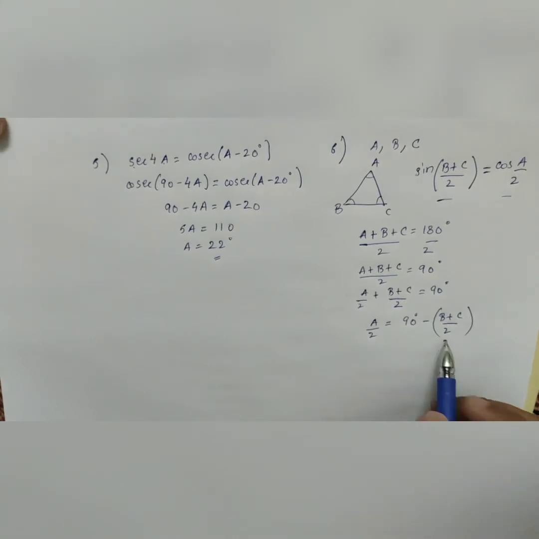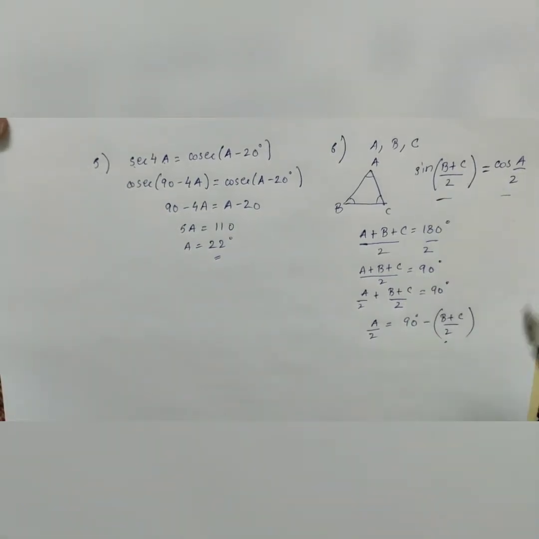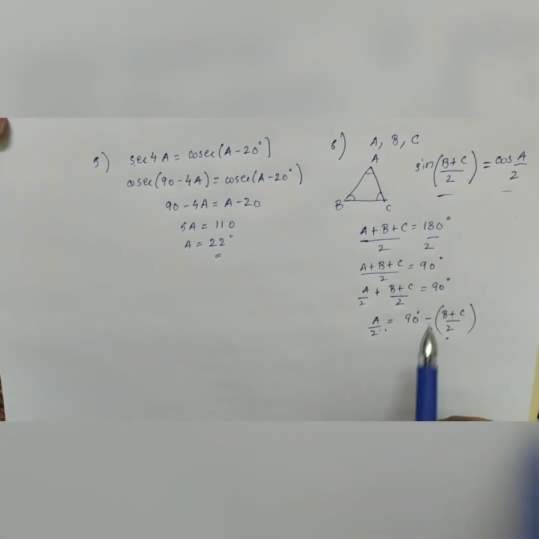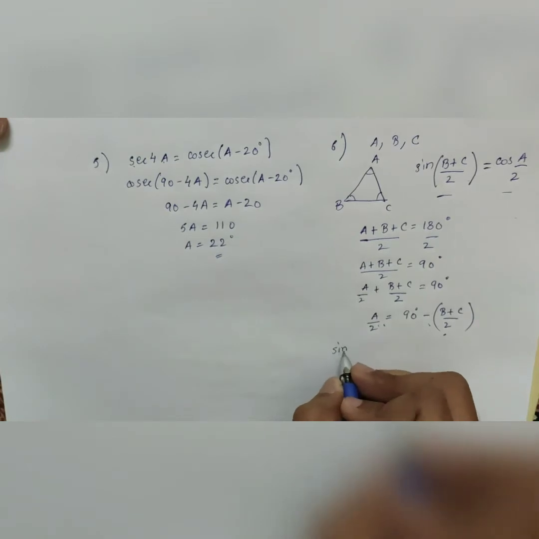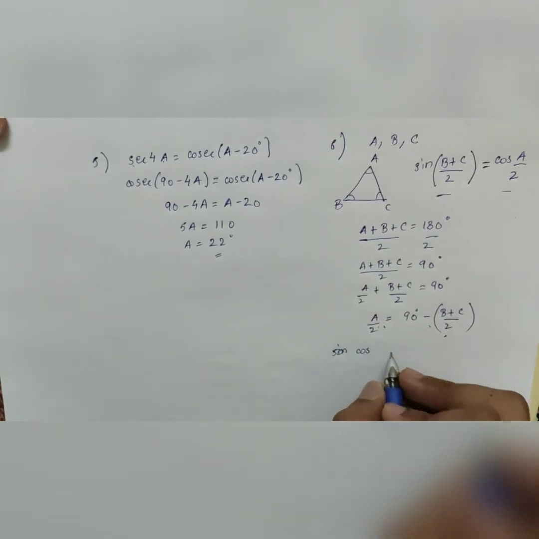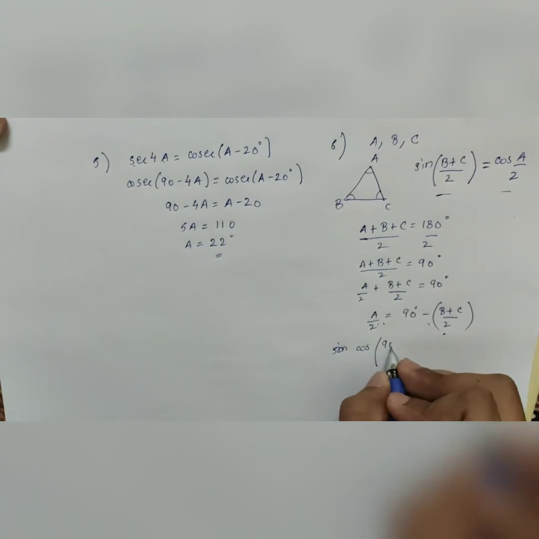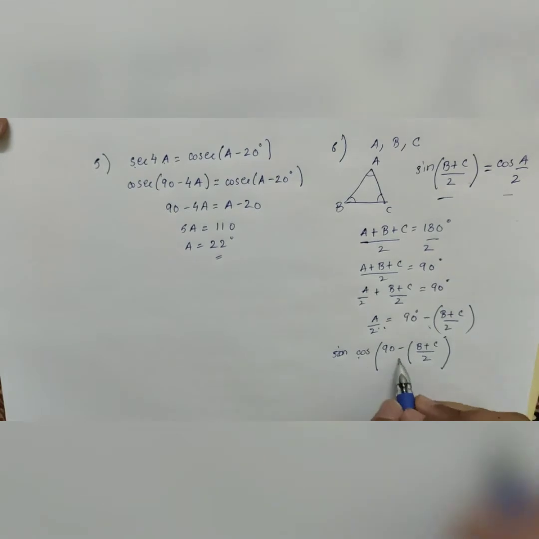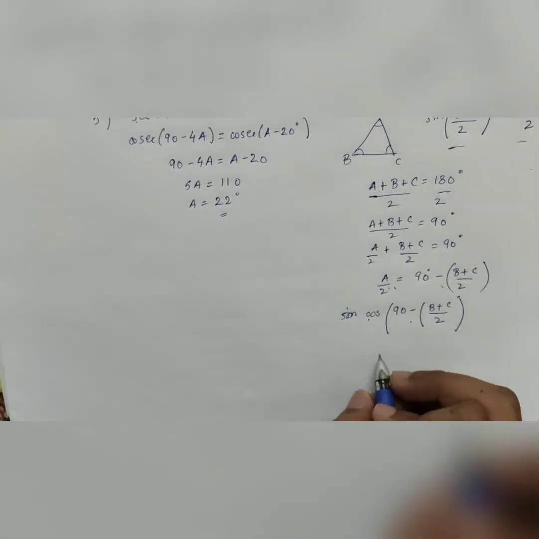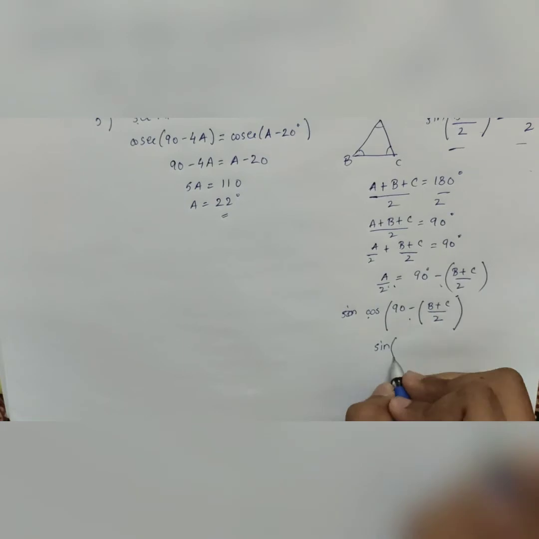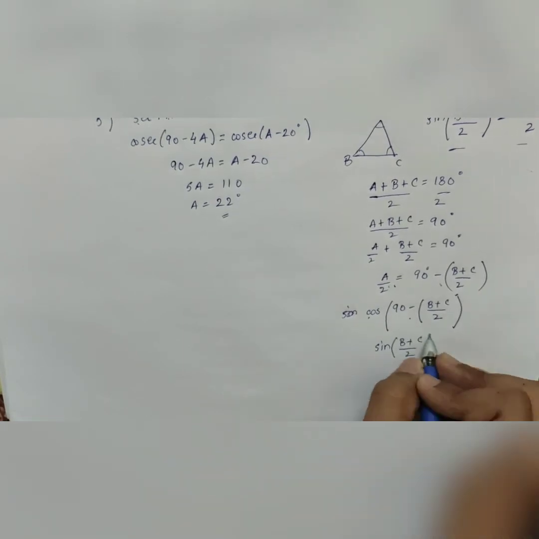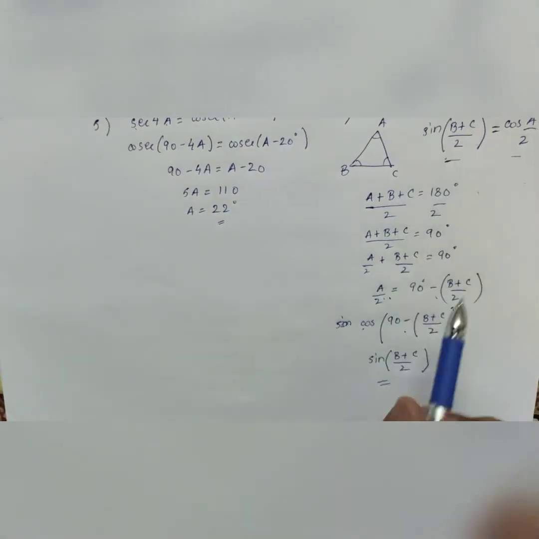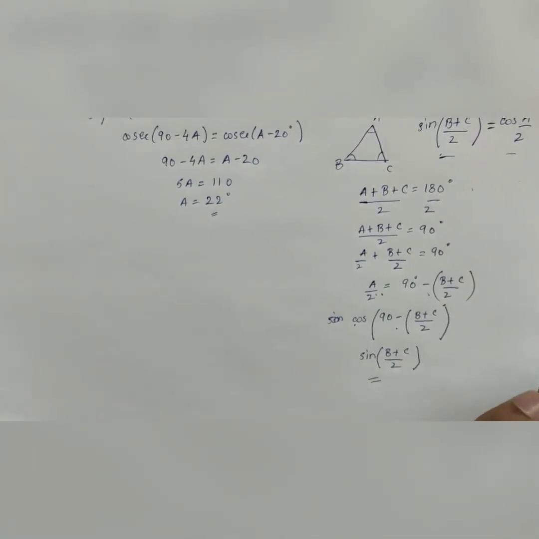So now just substitute it in any of these. You can substitute the value of A by 2 in this. Because we have cos A by 2, so cos of 90 minus (B plus C) by 2. What is cos 90 minus theta? That is again sin theta. So sin theta here is (B plus C) by 2, and this is what we need to prove. So sin (B plus C) by 2, and the left hand side was also sin (B plus C) by 2. So this is one of the good questions in this exercise.